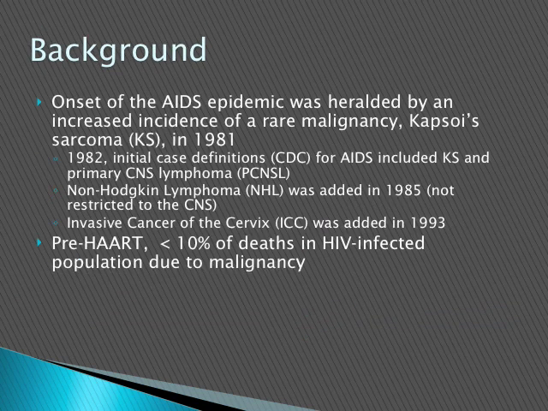So in the early 1980s, many gay men around the world started to develop this rare malignancy called Kaposi sarcoma, and this is basically how the AIDS epidemic began. When the CDC started making its initial case definitions for AIDS, Kaposi sarcoma and primary CNS lymphoma were the first to be on the list as AIDS-defining malignancies, and that was in 1982. Then in 1985, they added non-Hodgkin's lymphoma, and in 1993, they added invasive cancer of the cervix.